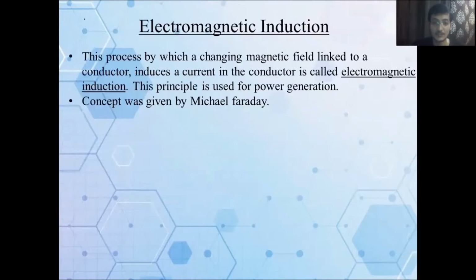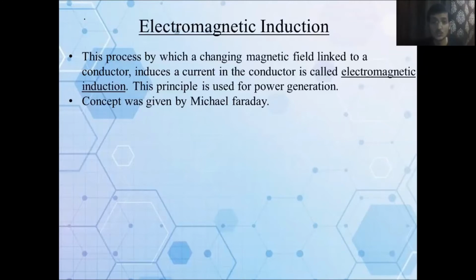First, let's see what EMI is. Electromagnetic induction is a process by which a changing magnetic field linked to a conductor induces a current in the conductor. In the previous section, we have seen that when a current carrying conductor is placed in a magnetic field, it experiences a force. It means with the help of the current and magnetic field, we are producing force. So now, if a conductor is placed in a changing magnetic field, then this induces current. This is known as electromagnetic induction.